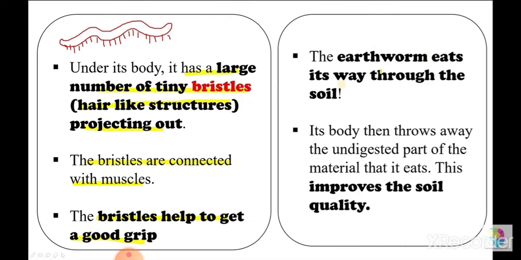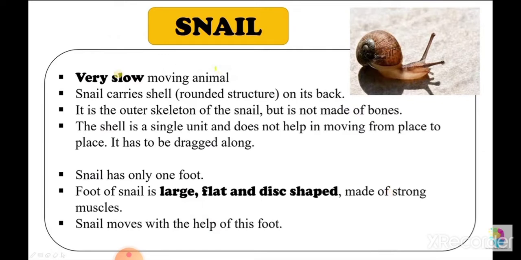Now earthworm eats its way through the soil. Its body then throws away the undigested part of the material that it eats. This improves the soil quality. Earthworm is also called the farmer's friend. Okay, we will now study about snail.